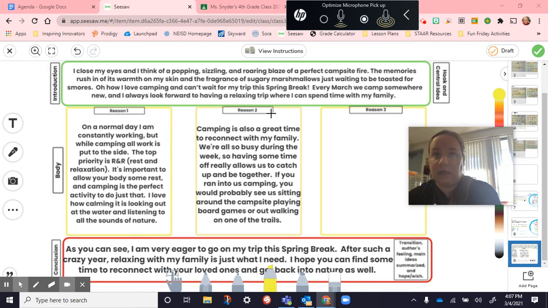And so when I'm talking about the campsite fire, the popping, sizzling, and roaring blaze of the campsite fire, the memories of its warmth and the fragrance of the marshmallows waiting to be toasted for s'mores, I'm using a lot of that language so that your reader, when they read it, is immediately going to jump to that place. And if they have a memory of the same thing, you've automatically connected them. And that's what you want. You want your reader to really connect with your story, and you want it to stand out.